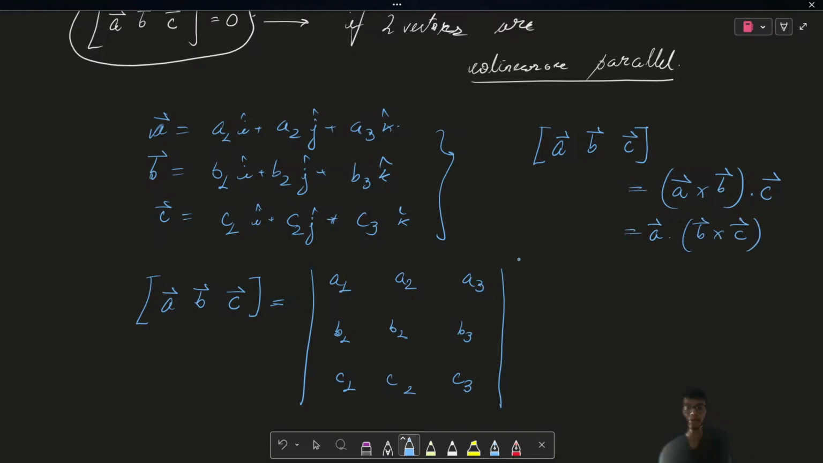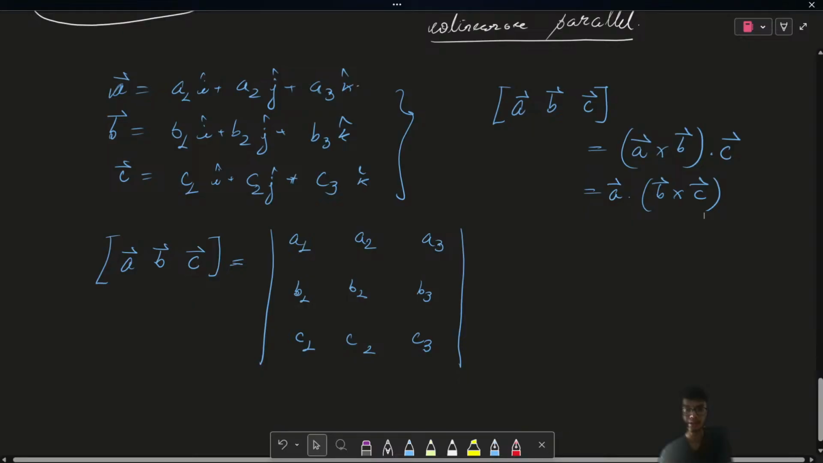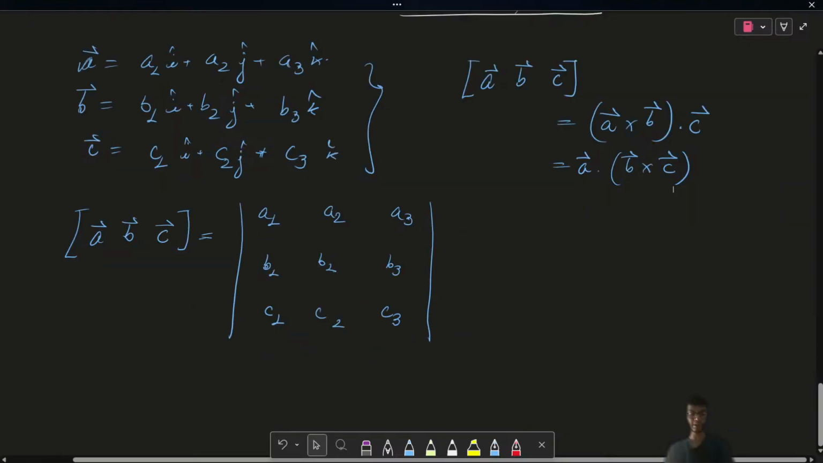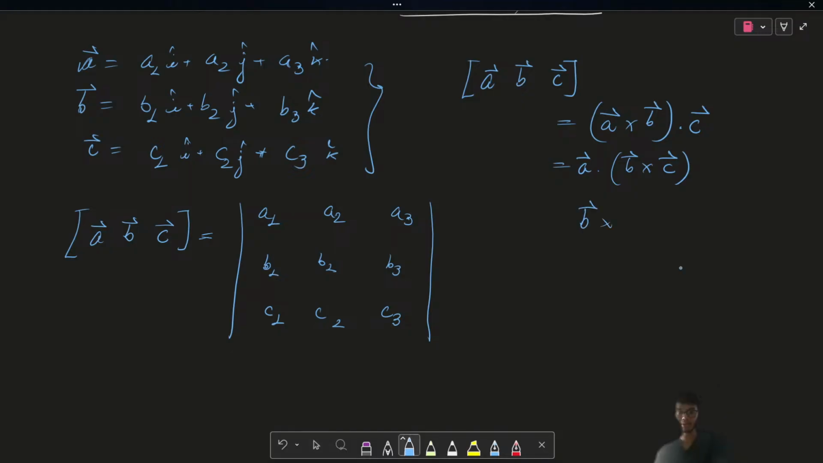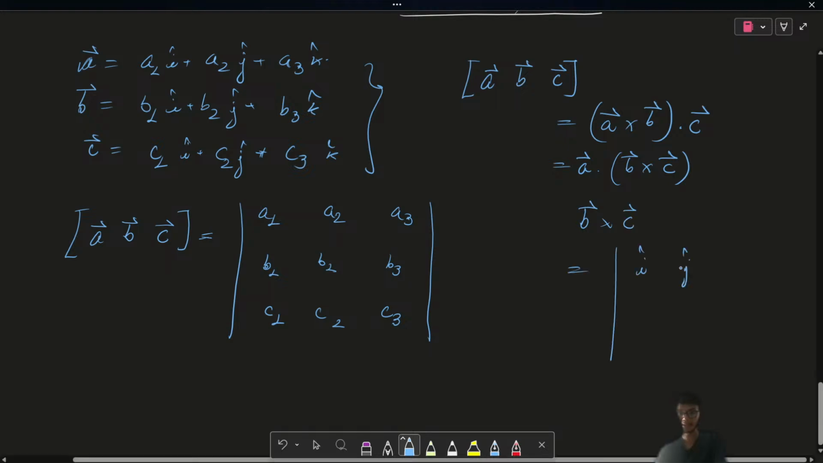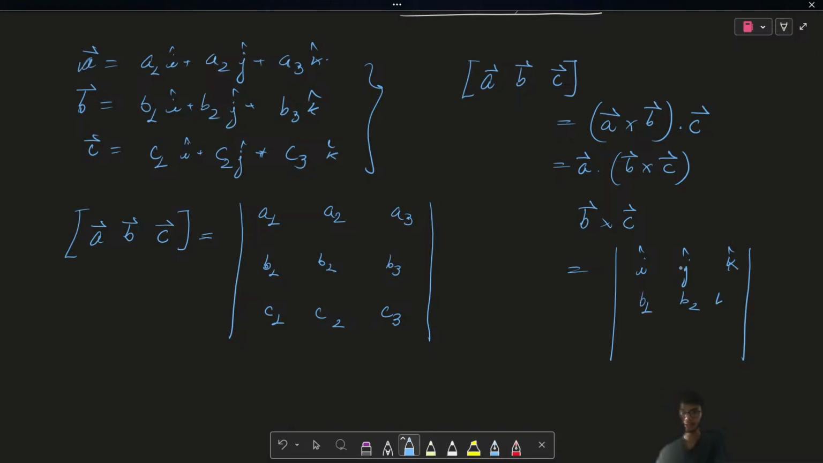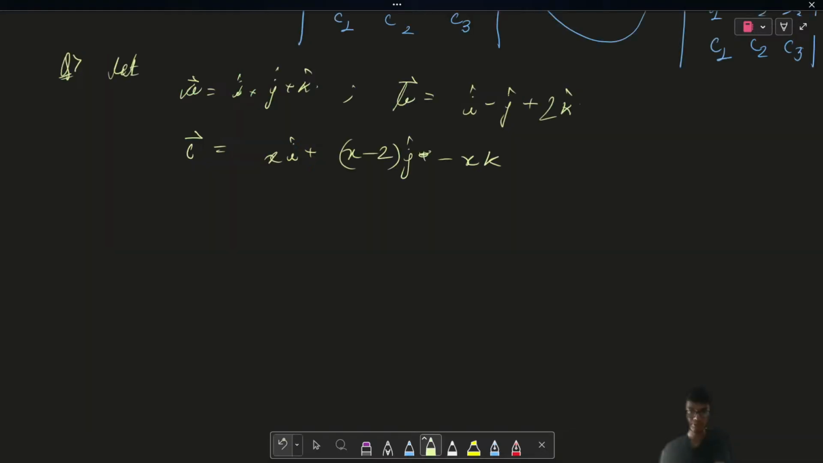If you remember the definition of the vector cross product, when we were calculating b cross c, this can be given simply by the determinant with i, j, k, then b1, b2, b3, and c1, c2, c3. Then if you take the dot product with the a vector, the result will be given in terms of the components of i, j, k cap.